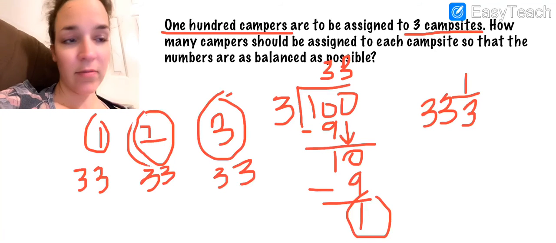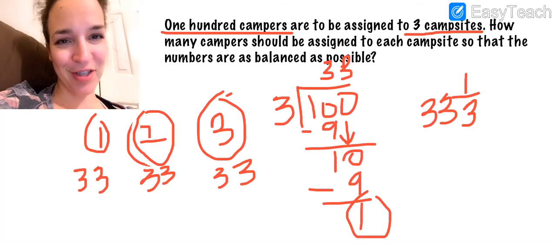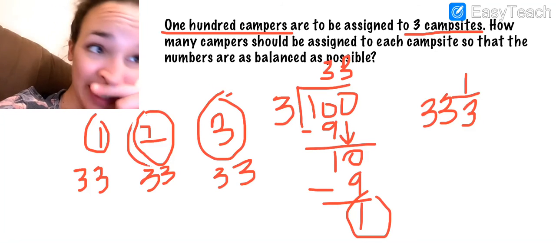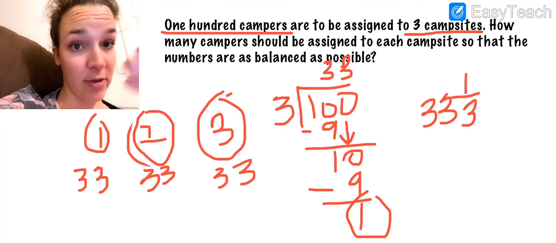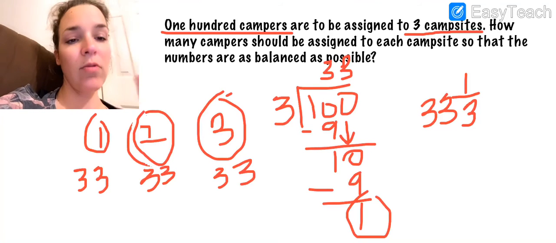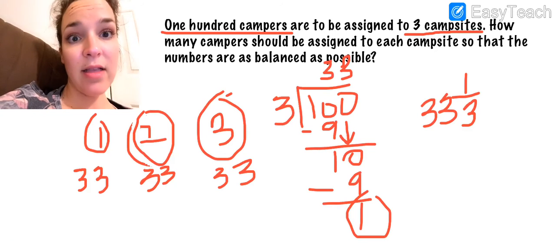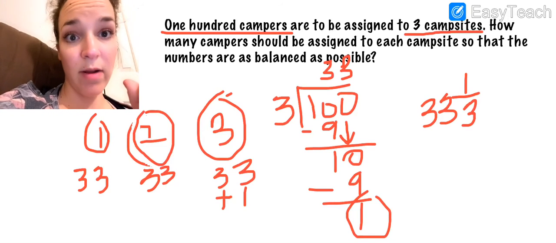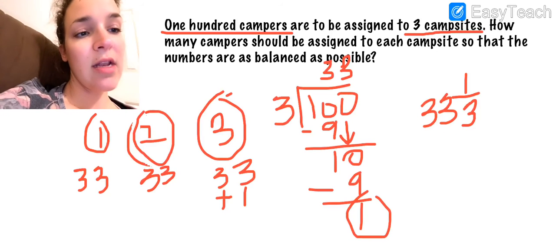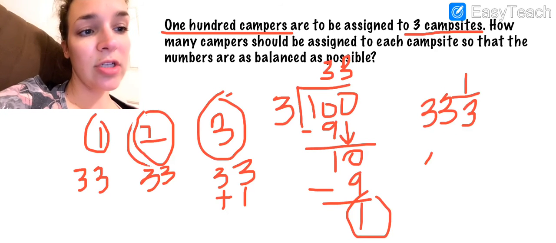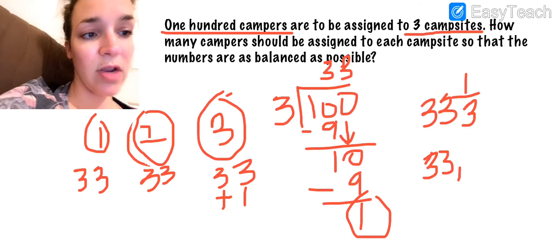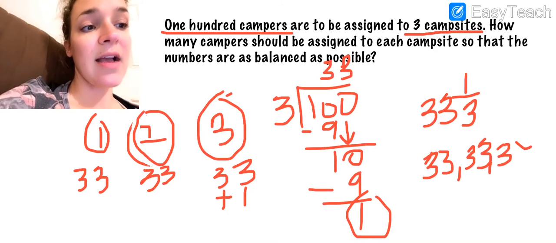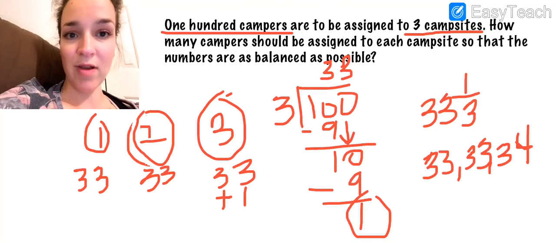Well, I can't just get rid of him. I guess I could, but that wouldn't answer the question they're asking. It says, how many campers should be assigned to each campsite so that the numbers are as balanced as possible. So to keep things balanced, I can have 33 in each, but I've got to add that one extra on somewhere. So the number of campers on each would be 33, 33, and 34, because that adds up to 100, which is what we want.